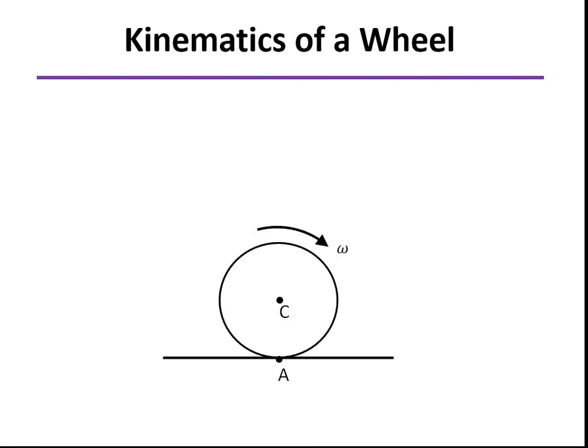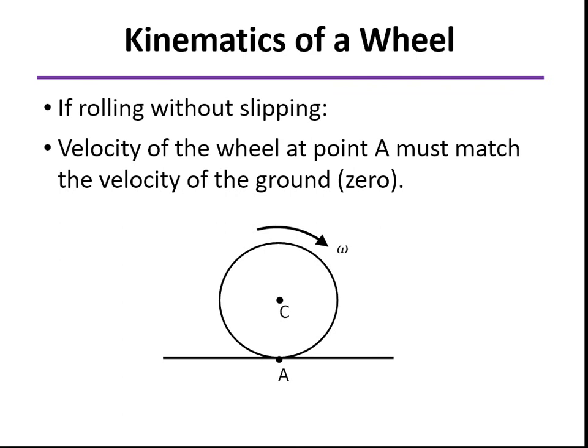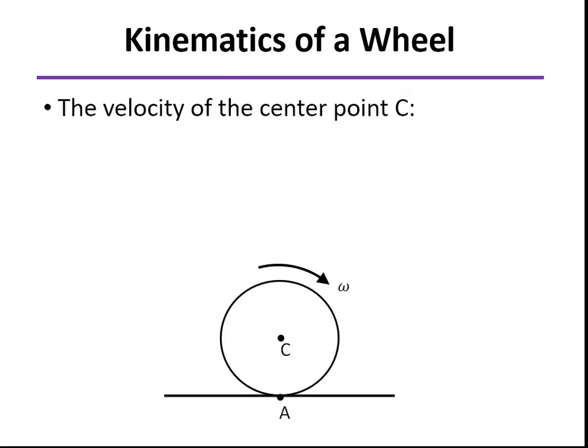We look at a wheel as a simple example of a body that's undergoing both translation and rotation simultaneously. An important thing to remember is that when the point on the wheel is in contact with the ground, because there's no slipping, and of course the velocity of the ground is equal to 0, that means that the velocity of point A is also equal to 0. And so if I wanted to find the velocity of the center point, I can use the relative velocity equation starting at point A, where we again know that the velocity is equal to 0.